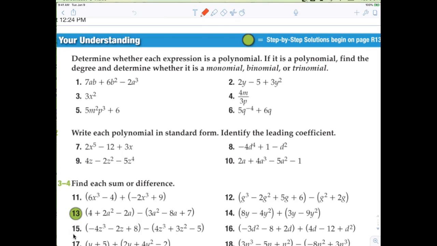All right, so is everybody comfortable with 1 through 6? All right, I agree. That's pretty easy. All right.